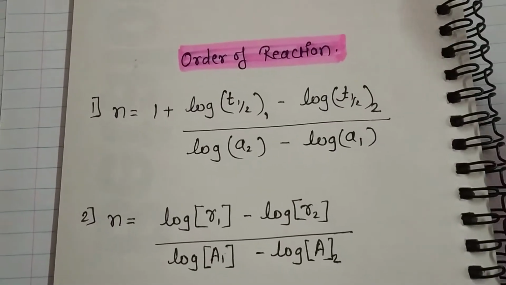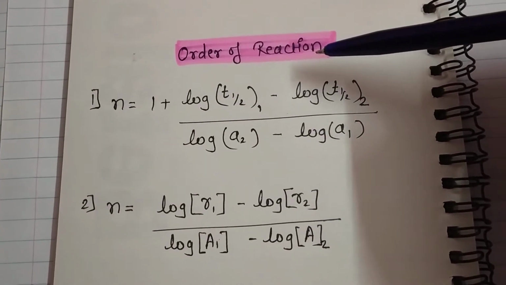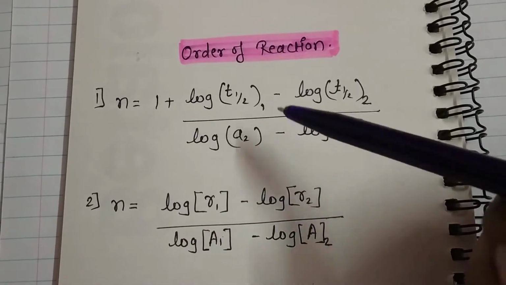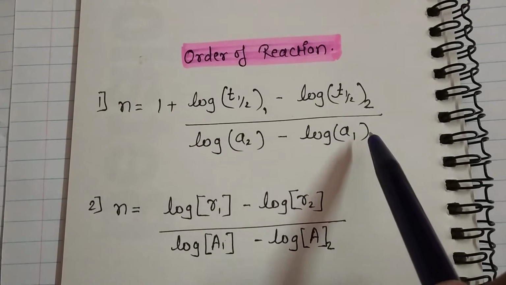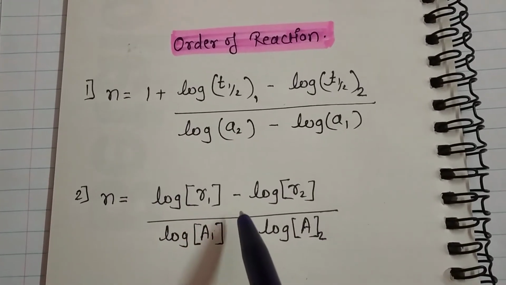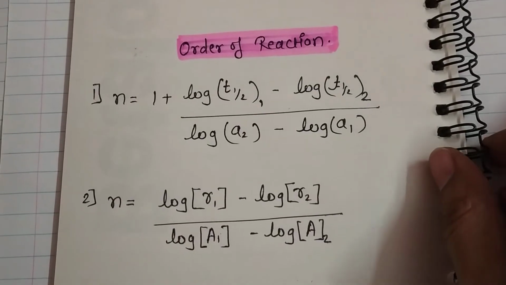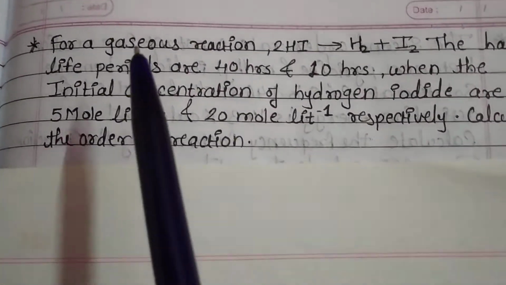Then the second type is related to order of reaction. In order of reaction there are two different formulas: one related to half-life period when initial concentration is given, and the second formula related to rate of the reaction when concentration is given. So these are the different formulas related to chemical kinetics. We will see them by discussing some numericals.